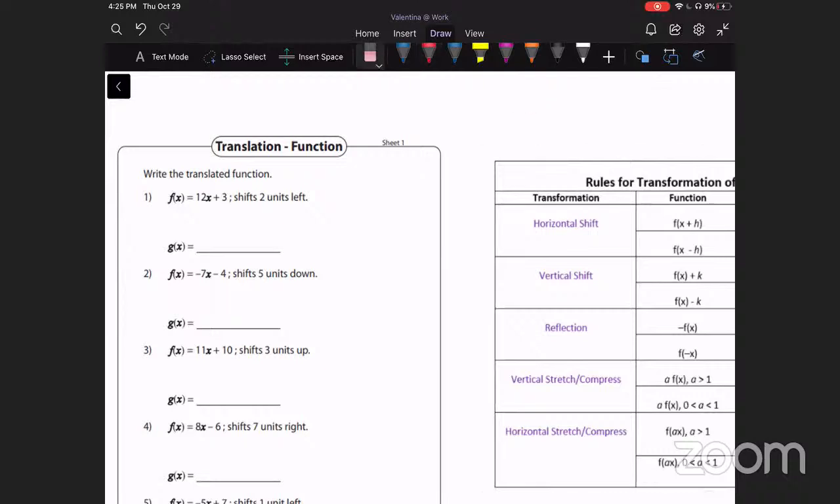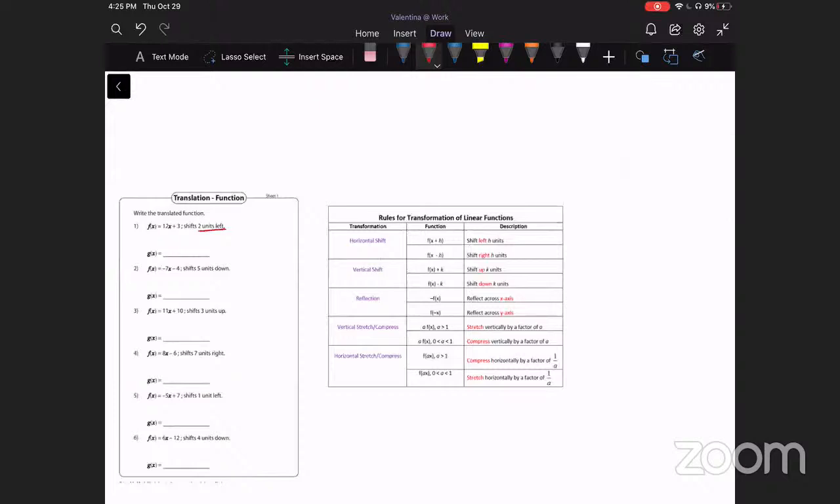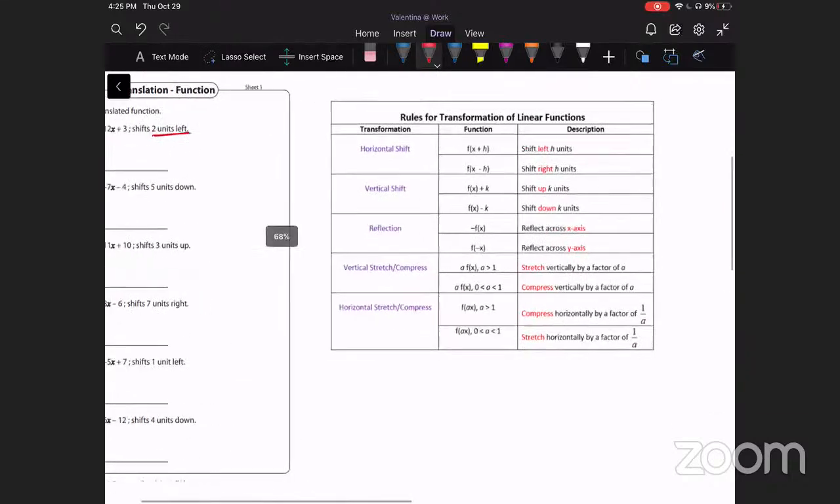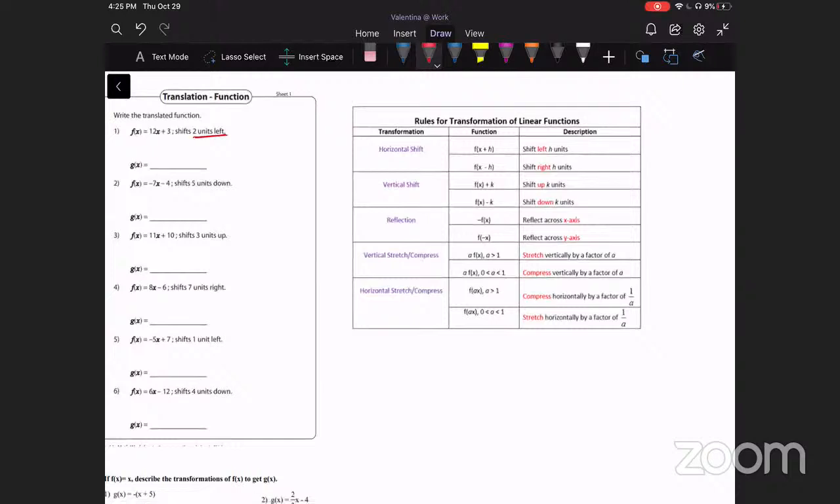So the first one, what they're asking you to do is basically write the translated function. In this case, they want to move 2 units to the left. If you look at what we looked at before, and at this little sheet we have here, if you remember, if you add to your input, you will move to the left. If you subtract, you will move to the right.